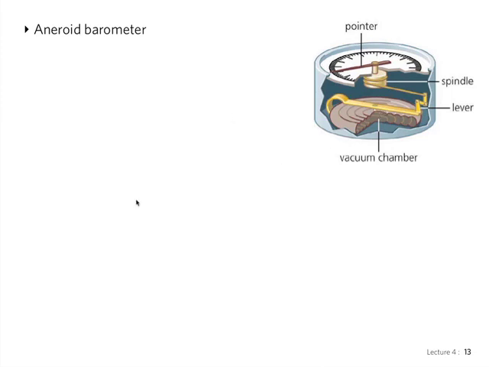So what pressure are we measuring here? We're measuring actual atmospheric pressure for this one. That's why it's called a barometer. It measures atmospheric pressure. The changes in atmospheric pressure deform the cell.